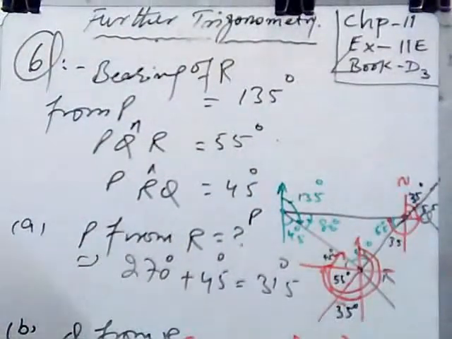Now coming to question number 7, the requirement is that the point is 24 kilometer away at a bearing of 072 degree from P, and from O a man walks at a bearing of 320, and we have to calculate these values.